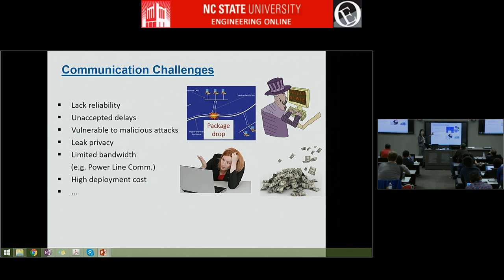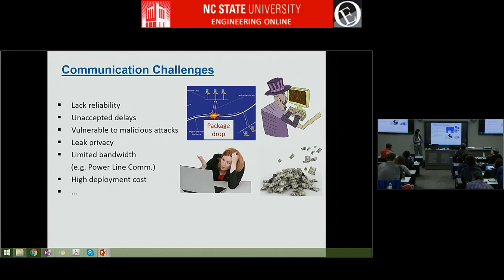So let's think about another option. We are not going to use wireless. We are not going to use the internet. Some people say, let's use power line communication or low-power radio frequency. Both of them have limitations: limited bandwidth, so we don't have that much communication resource. Another solution is to lay fiber, building a new communication network just for the power grid. You can imagine that will have lots of deployment costs. It's not going to happen.